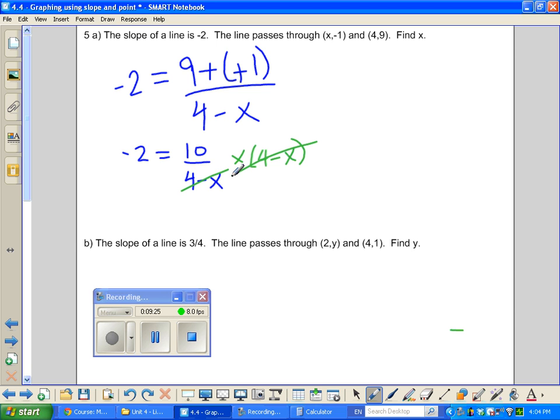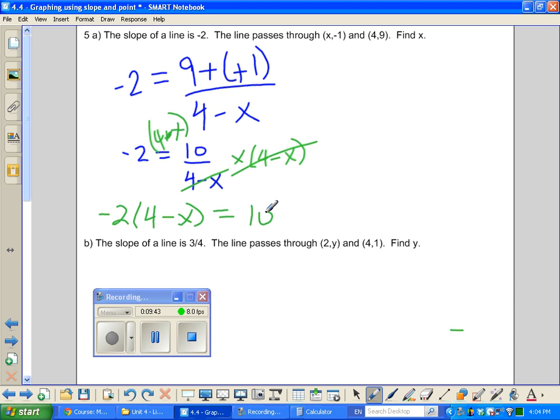That 4 minus x and that 4 minus x will cancel each other out. But in order to keep this an equation, we've got to multiply this side by 4 minus x. Well, let's clean that up a little bit. Negative 2 multiplied by 4 minus x should equal 10. What would we do to solve here?